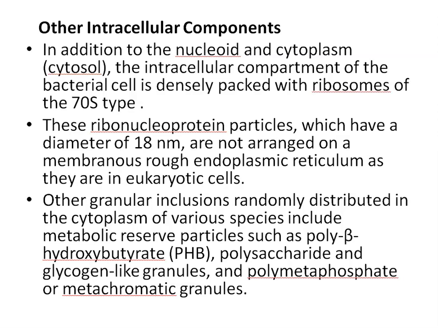Other granular inclusions randomly distributed in cytoplasm of various bacterial species include metabolic reserve particles such as poly-beta hydroxybutyrate (PHB), polysaccharides, and glycogen-like granules, and polymetaphosphate or metachromatic granules. This is all about structure of bacteria.